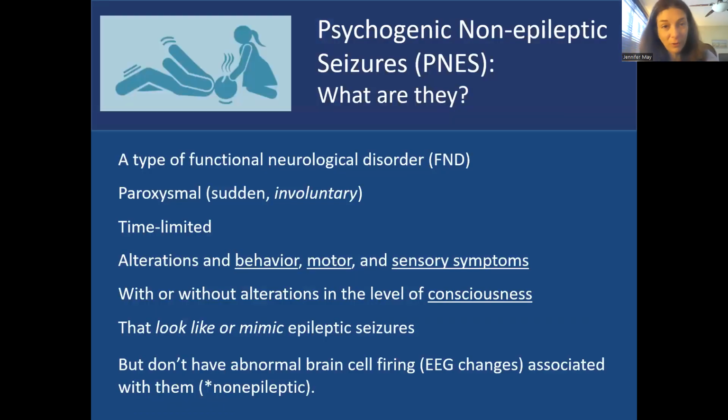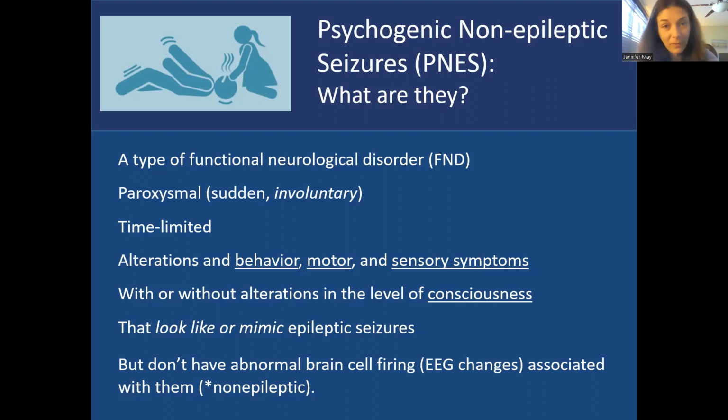Just a quick review, and I did go over this in the first video. I want to go over the way they define PNES, or psychogenic non-epileptic seizures. They're a type of functional neurological disorder, which means that your neurological symptoms are based more on non-biological causes. It might be an emotional cause, but it may or may not be identified. They're paroxysmal, which means that they come on suddenly and involuntarily. So people are not doing this on purpose. It just kind of comes out of the blue.